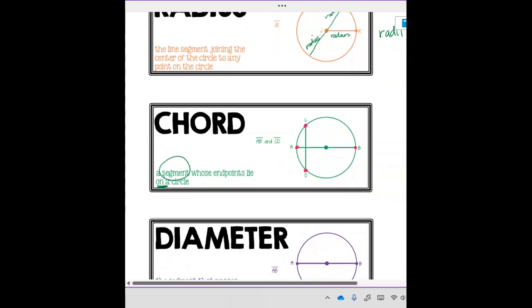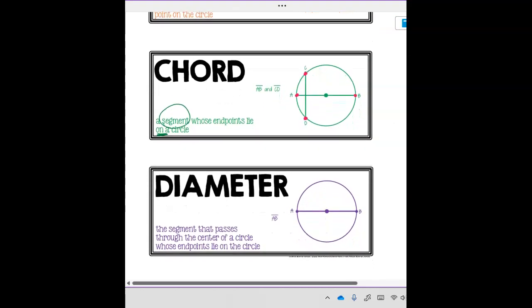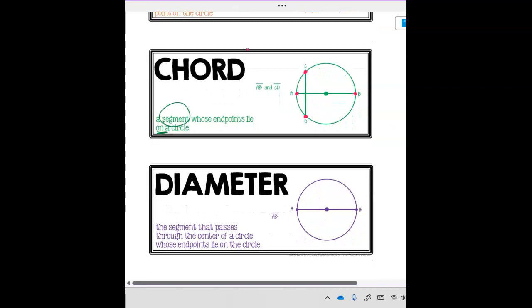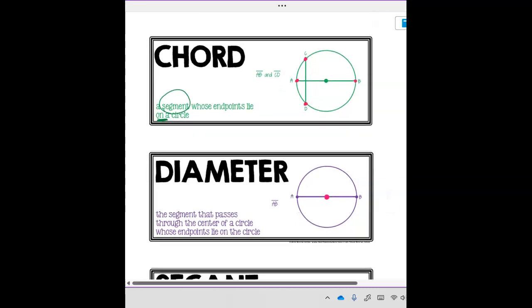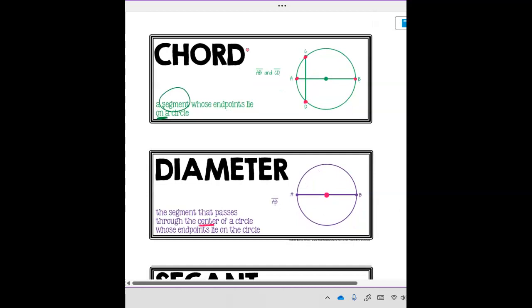But that chord AB is special because it goes through the center. So if you have a chord that goes through the center of the circle, then that's just called a diameter. Again, a diameter must go through the center, and the endpoints of that segment must be on the circle. So the endpoints right there.